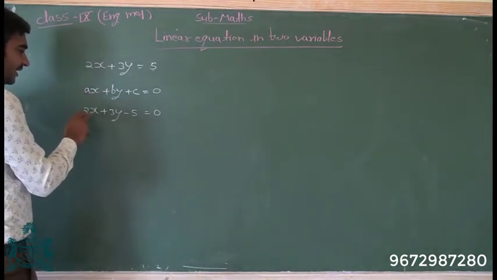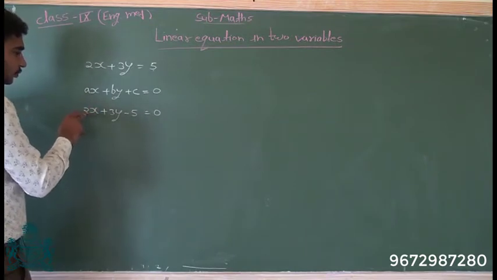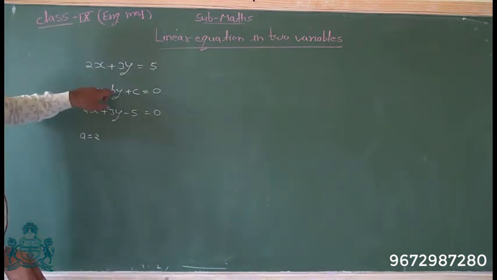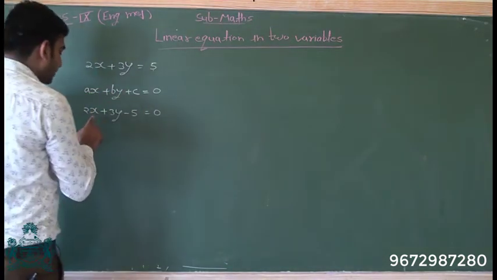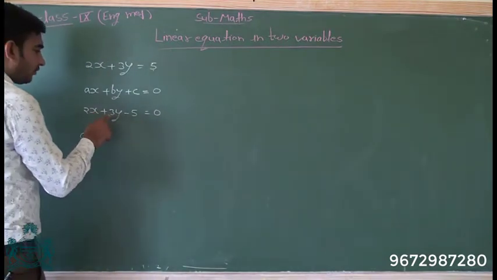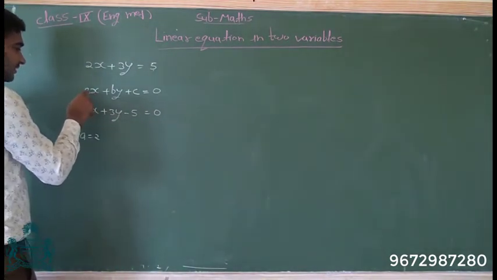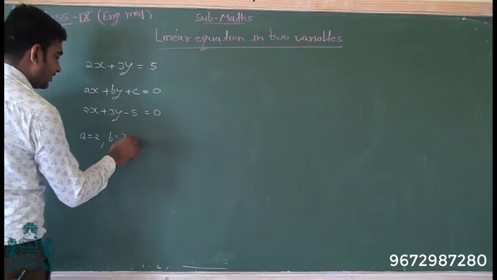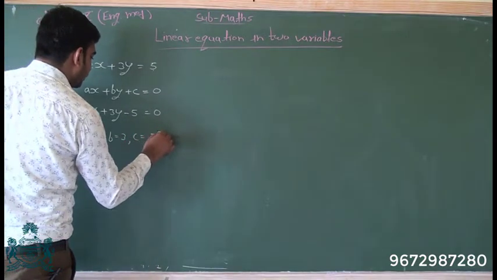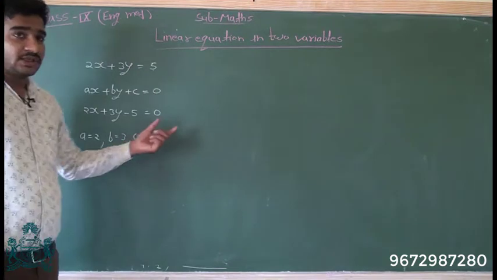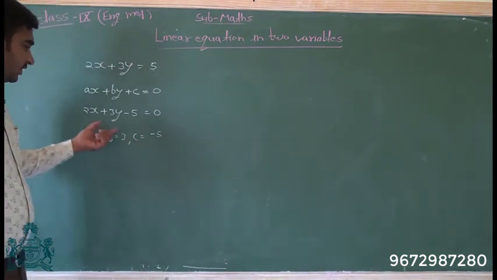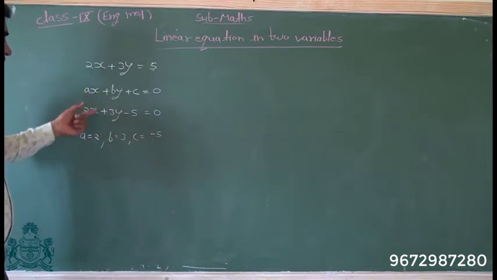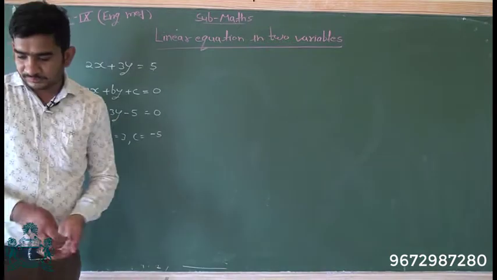Comparing with the general form ax plus by plus c, the coefficient of x is 2, so a equal to 2. The coefficient of y is 3, so b equal to 3, and c equal to minus 5. So comparing with the general form, we find a, b and c.